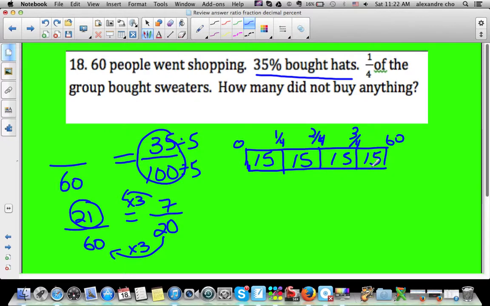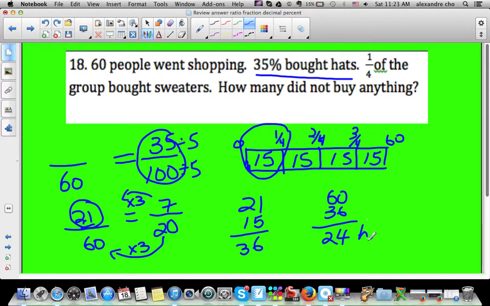So if there was a group of 60 people and 1/4 of them bought sweaters, it means that 60 broken into 4 pieces gives each piece 15. So 15 bought sweaters. Let's add that up. 21 bought hats, 15 bought sweaters. If you add them up, you get 36. How many people bought nothing? Well, the total was 60, and 36 people bought a particular item. If you subtract, you get 24. 24 bought nothing.